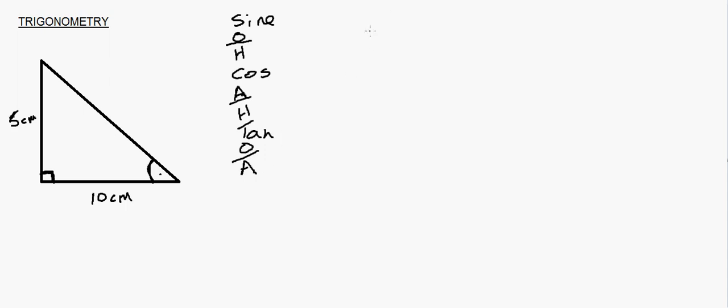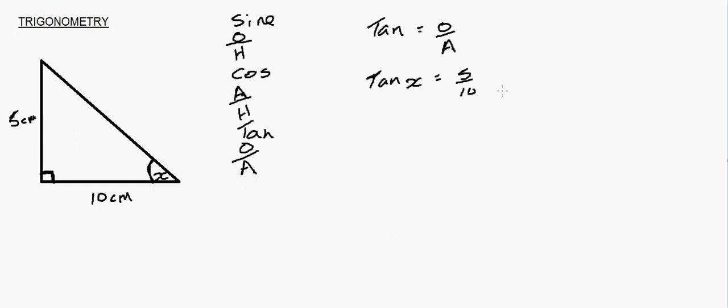Okay, so tan equals opposite over adjacent. So tan, and let's say that this angle here is angle X, we're looking for angle X. So tan X equals, now the opposite is 5 over the adjacent, which is 10.